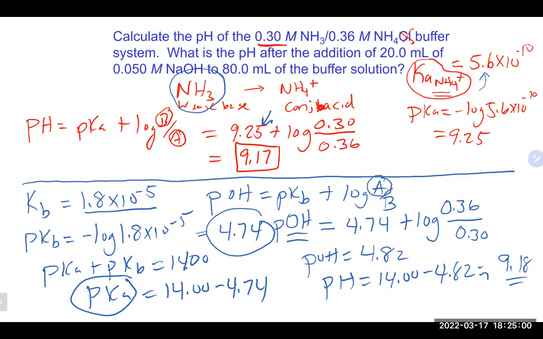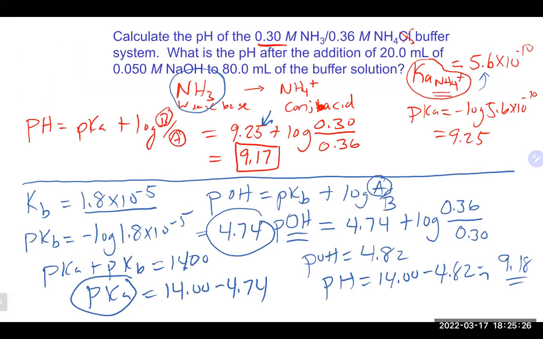All right. So let's talk about the second part. In the second part, we're actually adding, like I said, we have basically 80 mils of our buffer here. So we've got a beaker with 80 milliliters of our buffer, and we're going to add 20 milliliters of sodium hydroxide, I believe, into basically our buffer there.